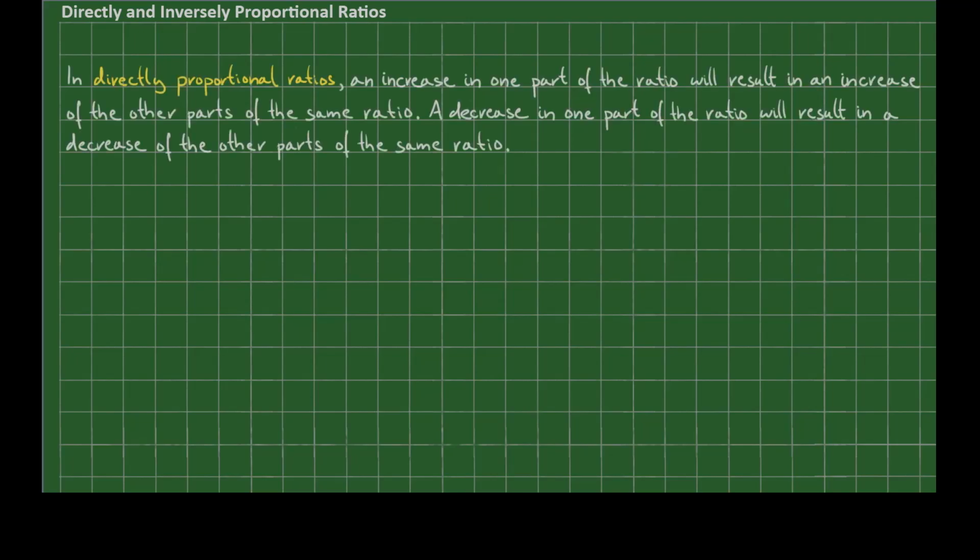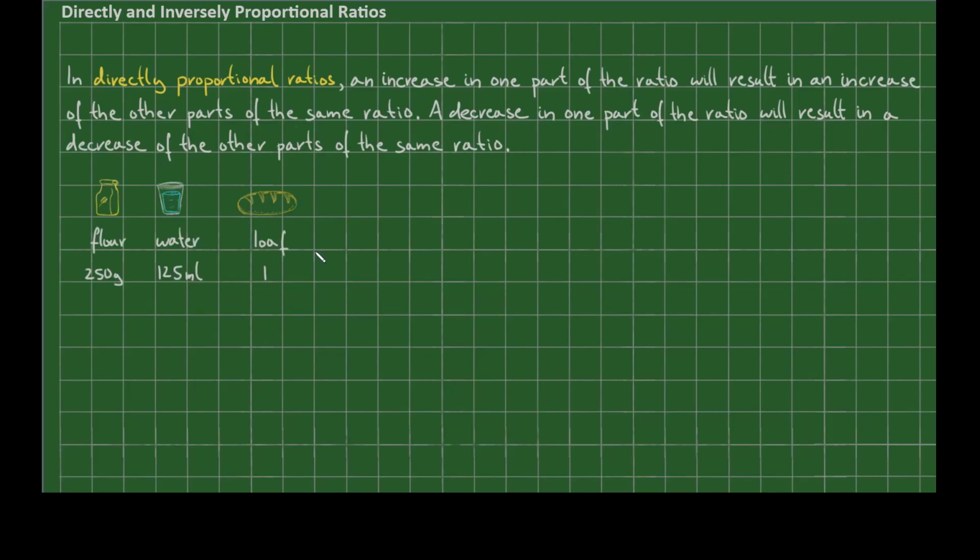In a directly proportional ratio, an increase in one part of the ratio will result in an increase to all of the other parts of the same ratio. In a similar fashion, a decrease in one part of the ratio will result in a decrease to all of the other parts of the same ratio.